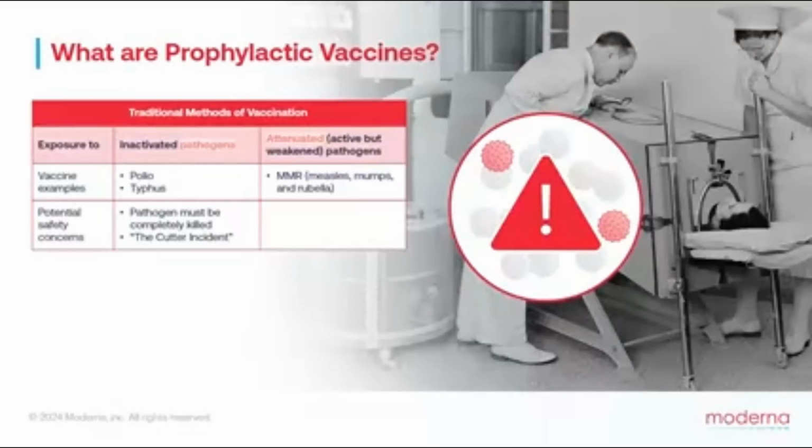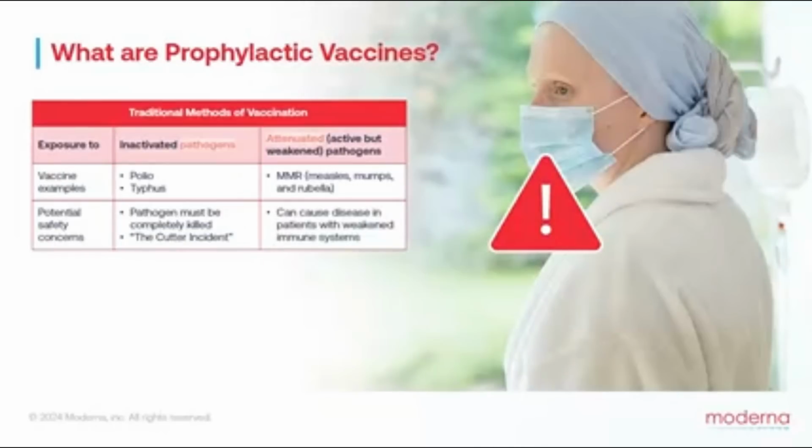Similarly, patients with weakened immune systems, or who take an immunosuppressant because they've had an organ transplant, are often advised against taking attenuated pathogen vaccines. This is because their weaker immune systems may not be able to control any type of infection, even by a weakened pathogen.